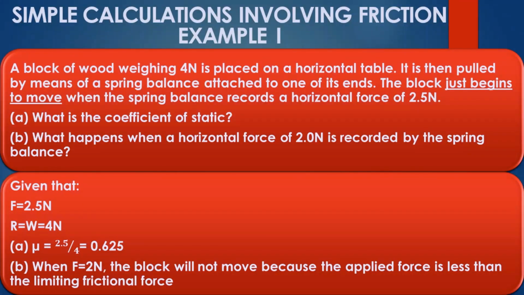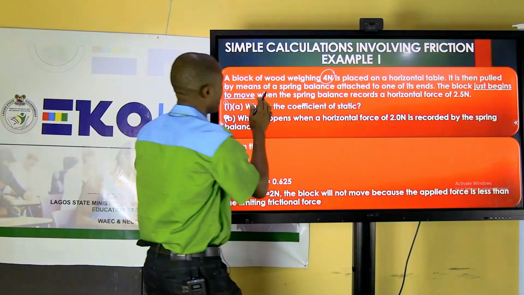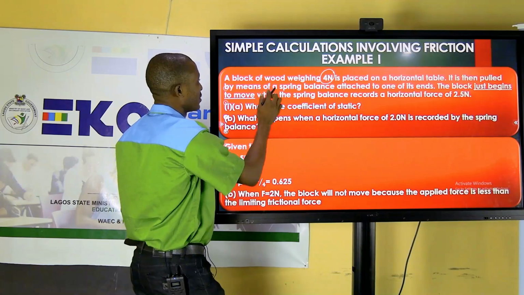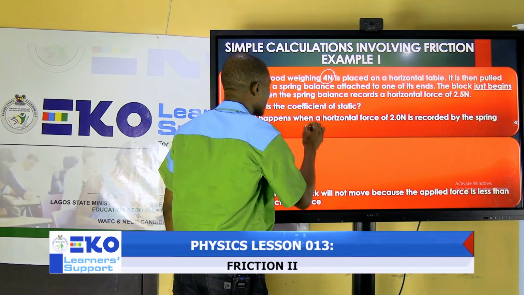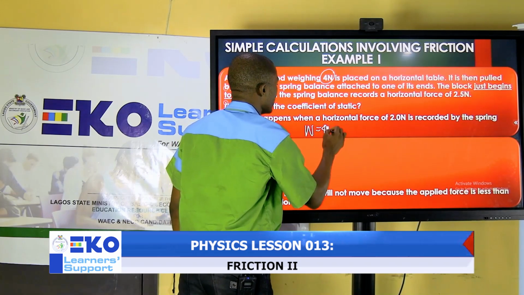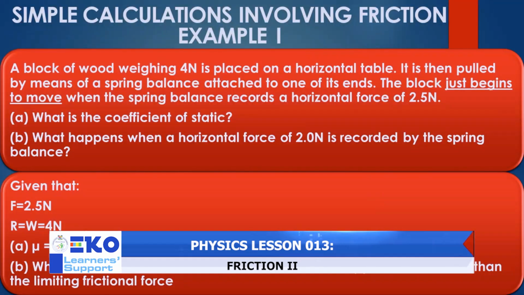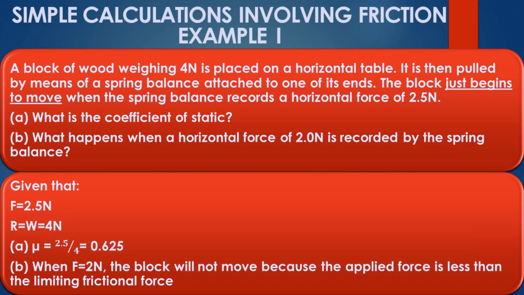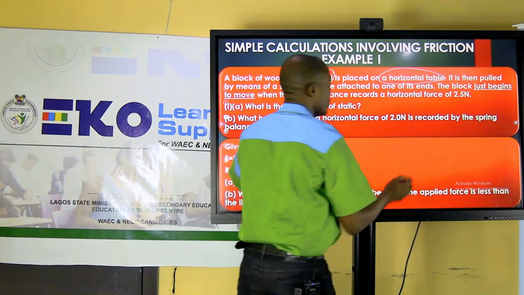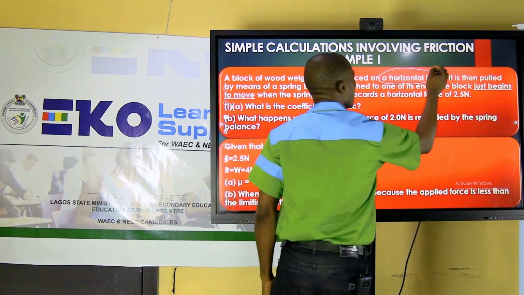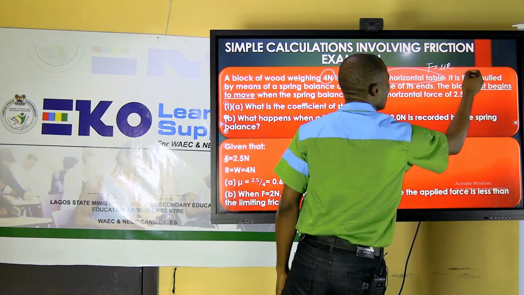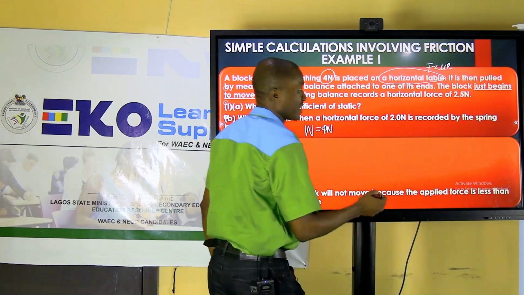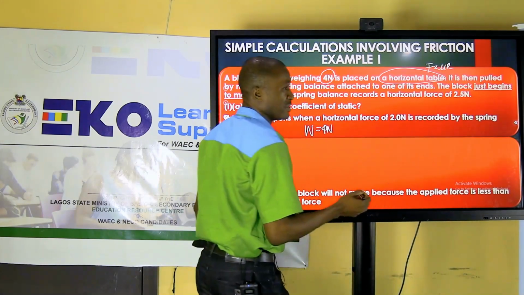A block of wood weighing 4 Newton. So from this question now, the first part of the question has given us the weight of the wood. So you asterisk it, we are given the weight, that is 4 Newton, is placed on a horizontal table. Since it is horizontal, you remember from what I said that once it is horizontal, we are going to use F equals nu R. But once it is inclined, your F becomes mg sin theta and your R becomes mg cos theta.